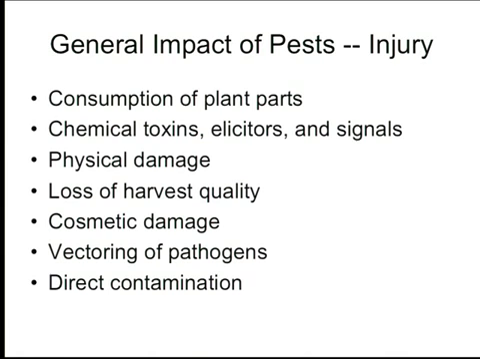So these insects can cause different types of damage on crops, depending on the species of plant and what they like. The consumption of plant parts. Some of them produce chemical toxins that make the plant react. Physical damage, loss of harvest quality. Some of them do cosmetic damage only. You know, sometimes your tomato has a little mine or a scratch. You can eat it. There's no problem. But some people don't like that.